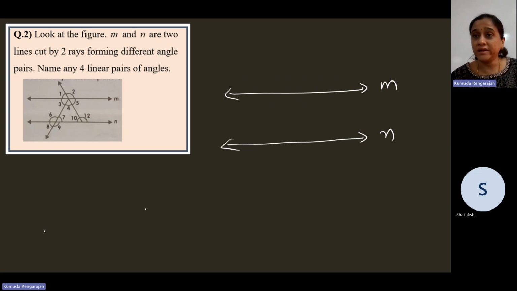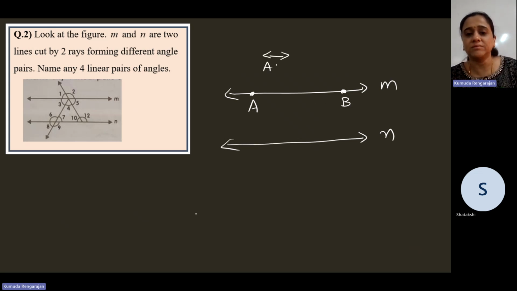We use small letters of the English alphabet to name lines. An alternate way of naming lines is taking two points and then using capital letters, because a point is always named using a capital letter. So you have two ways of naming lines. If you want to use a single letter, you must use a single lowercase English letter. If you want to use two letters, then you'll have to mark two points on the line, and since a point is always named using a capital letter, you'll mark the names using capital letters, and then it is line AB.